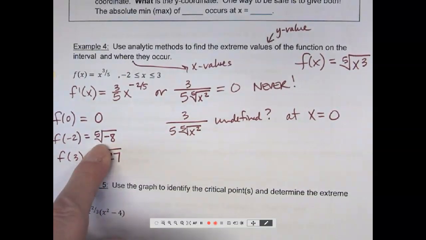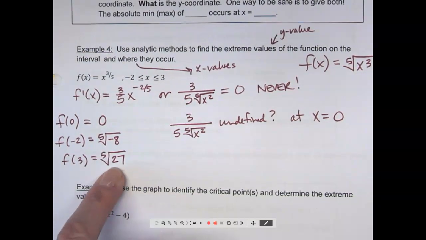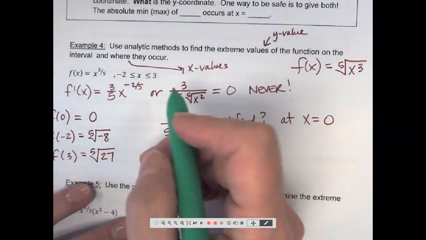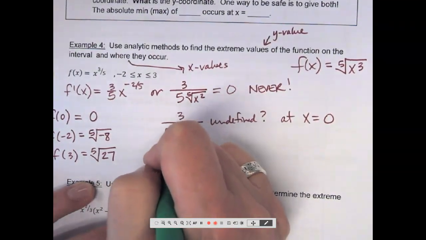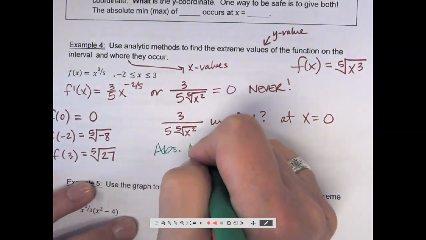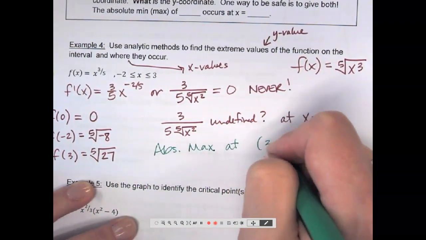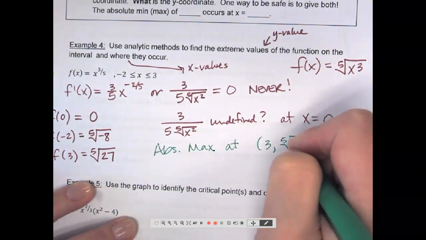Yeah, that one's going to be a negative something. I have to multiply a negative number 3 times to get a negative. And that's definitely the highest. So, I know that my absolute max is at 3, 5th root 27.